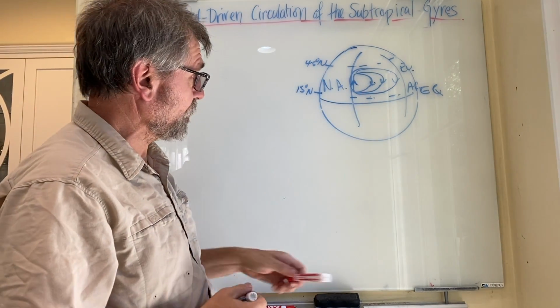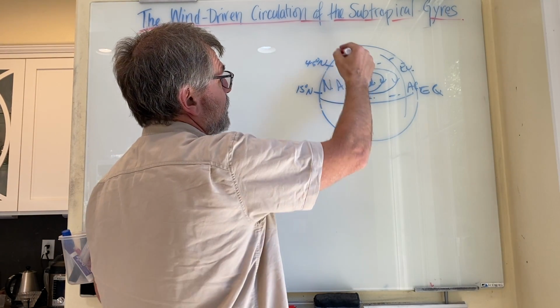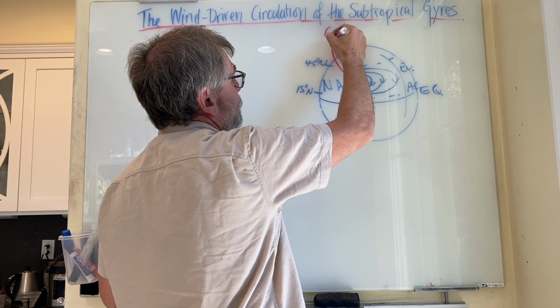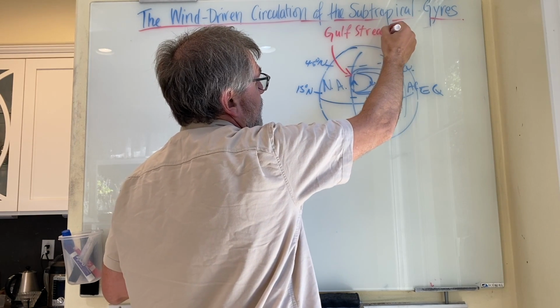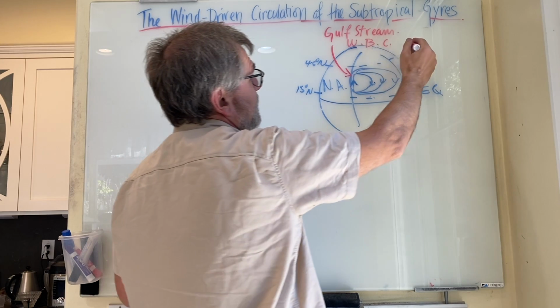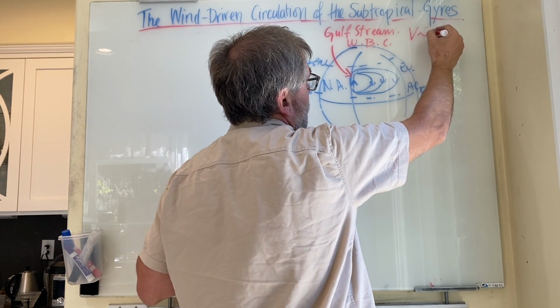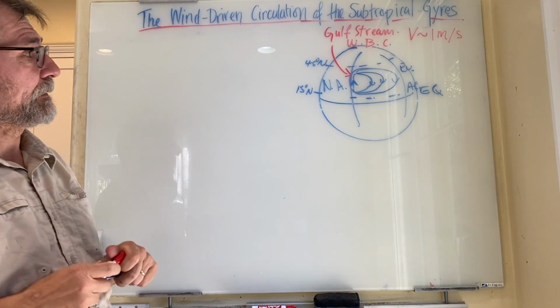So there's a very strong western boundary current on the western side here. In the Atlantic it is the Gulf Stream. So this is the Gulf Stream. It's an example of a western boundary current, and its typical velocity, V, is about 1 meter per second for the western boundary current.